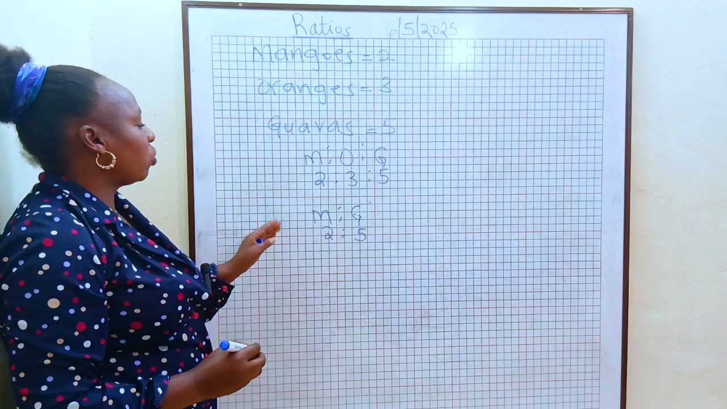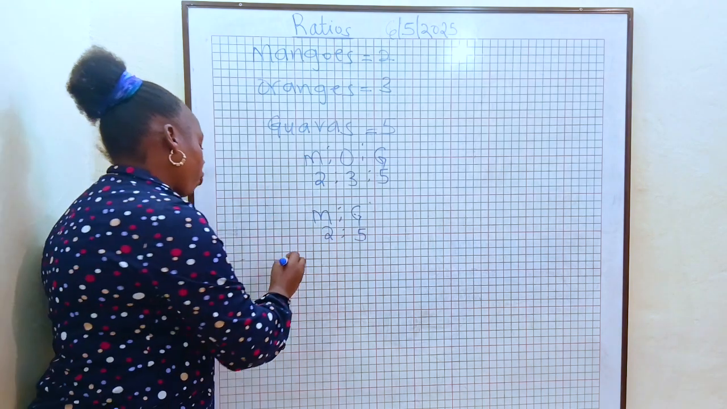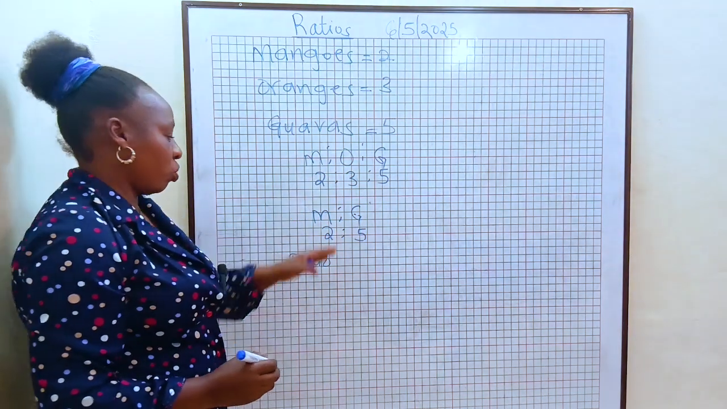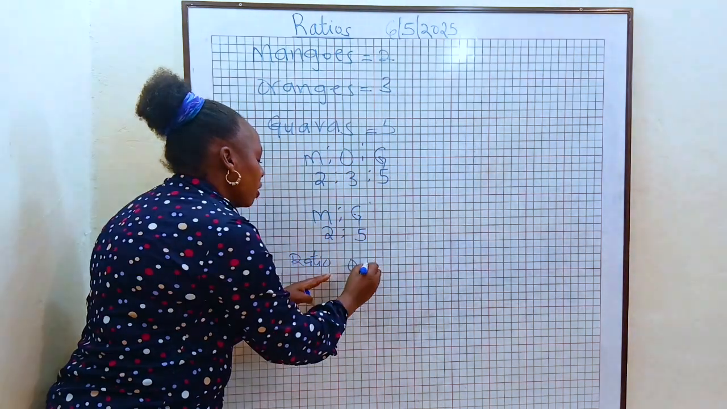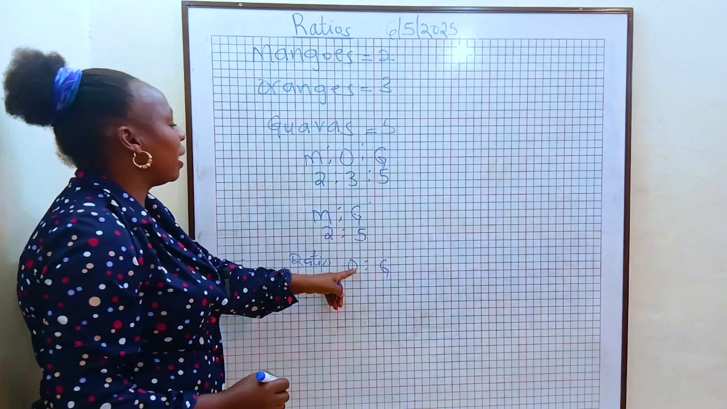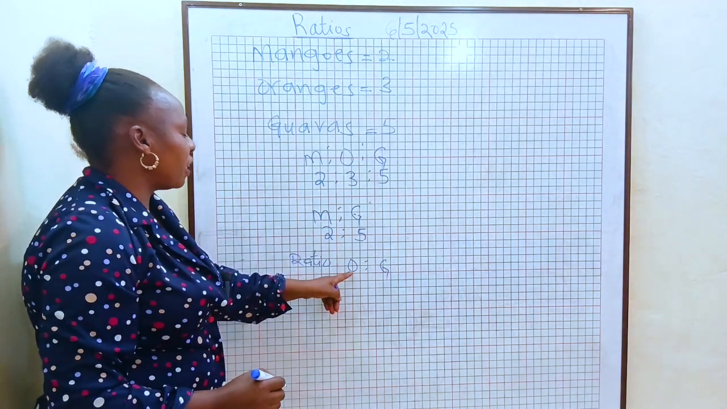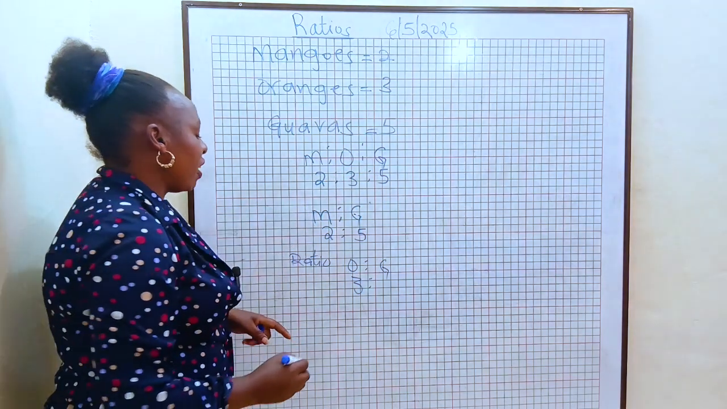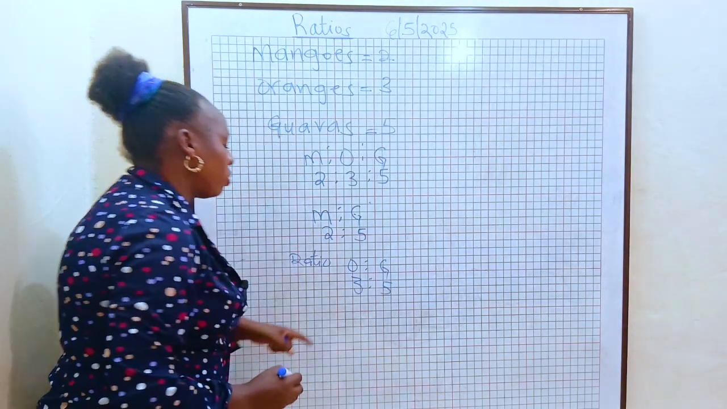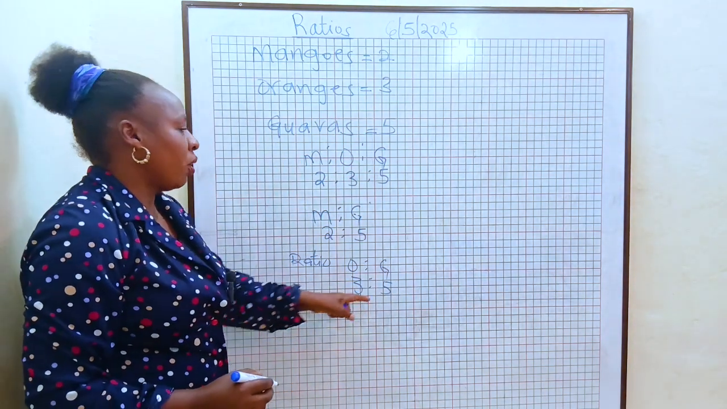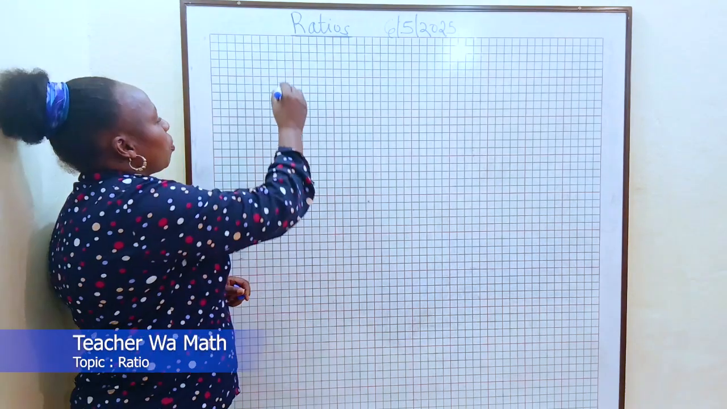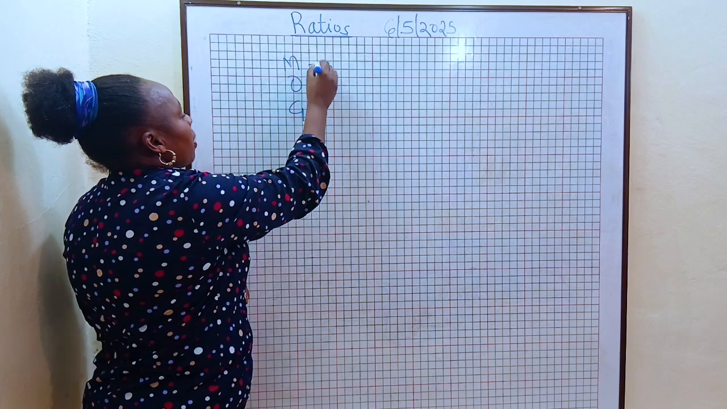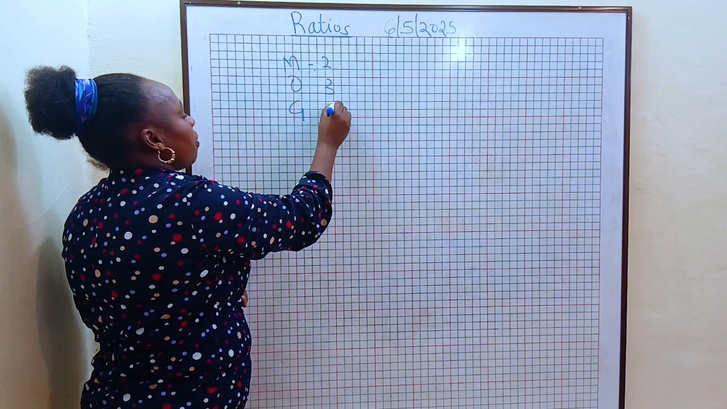You can also be asked to write the ratio of oranges is to guavas. That is the number of oranges is to guavas. We pick the number representing the oranges, that is 3, is to the number representing the guavas, which is 5. And the ratio becomes 3 is to 5. We can also go ahead from the mangoes, oranges to guavas, and write the ratio as 2, 3, and 5.